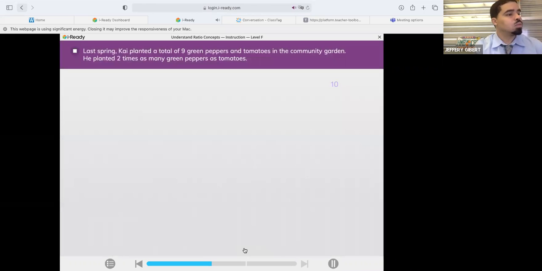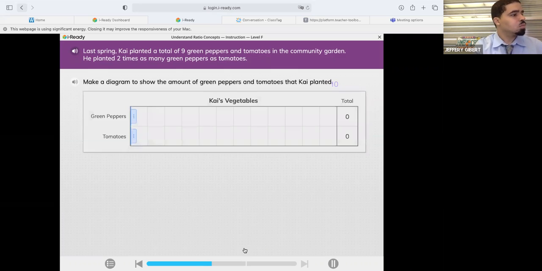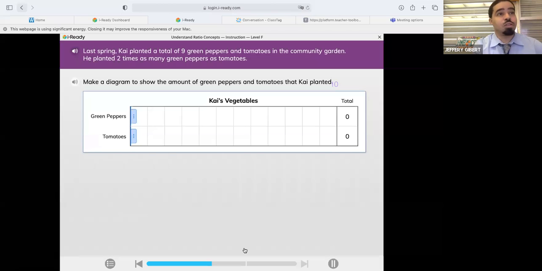Last spring, Kai planted a total of 9 green peppers and tomatoes in the community garden. He planted 2 times as many green peppers as tomatoes. Make a diagram to show the amount of green peppers and tomatoes that Kai planted. All right, so this one's a little tricky if you're not paying attention. So make sure you're paying attention here.